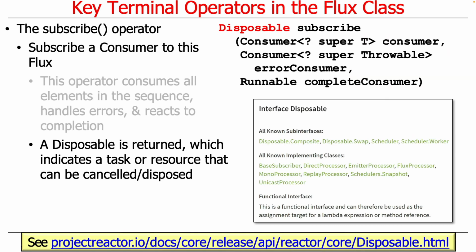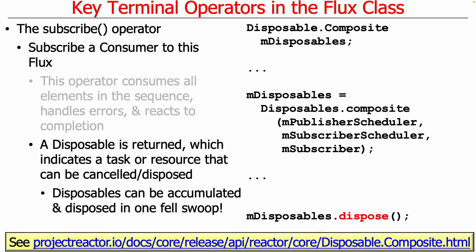So what is returned from subscribe is something called a disposable, which is actually somewhat annoying in various situations. We'll talk more about that later when we get into some examples. But a disposable basically is an indicator that a task or a resource can be canceled or disposed. So it basically says, this is something that I'll get back and I can store, and when all is done, I should get rid of it because it'll free up any resources related to that particular stream that's being used. One cool thing you can do with disposables is you can accumulate them and dispose of them in one fell swoop. So here we have a disposable composite, and we can register a bunch of schedulers or subscribers and so on with this thing.